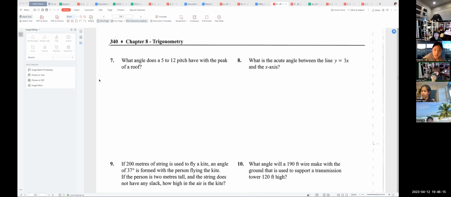What angle does a 5 to 12 pitch have with the peak of the roof? Which angle is it asking for? The one on the top or the bottom? You need to draw it first, Elaine.